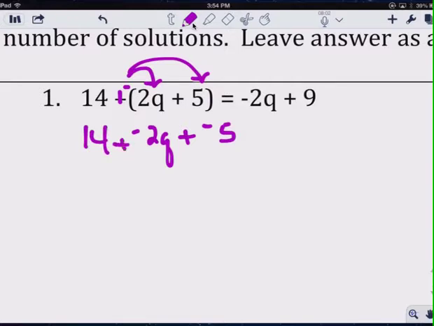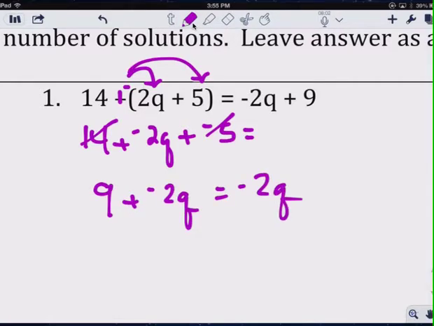The other side we leave alone for now. Combine like terms on this side, on the left side. That gives you a 9 plus a negative 2q. That equals negative 2q plus a 9. Notice these two now are exactly the same. But if you need to prove it further, go ahead and do that.